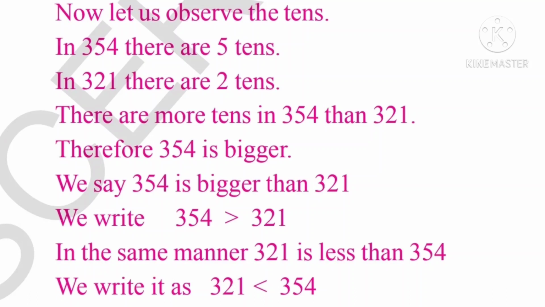Children, now let us observe the tens. In 354, there are 5 tens. In 321, there are 2 tens. There are more tens in 354 than 321. Therefore, 354 is bigger. We say 354 is bigger than 321.